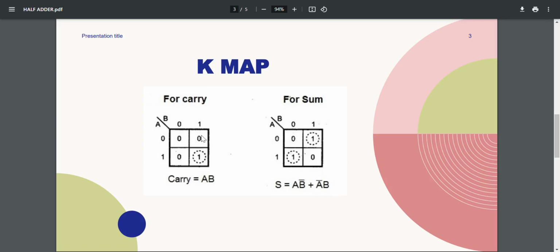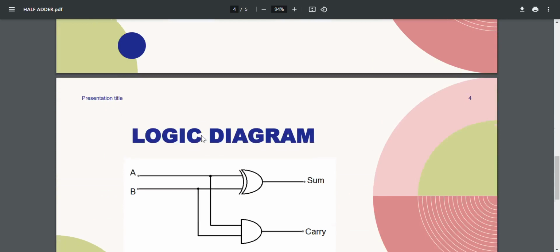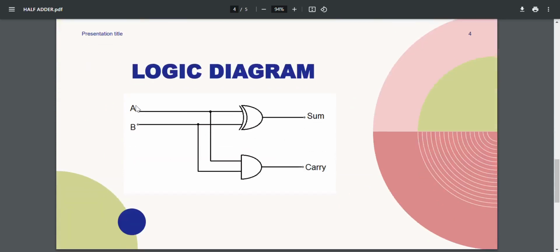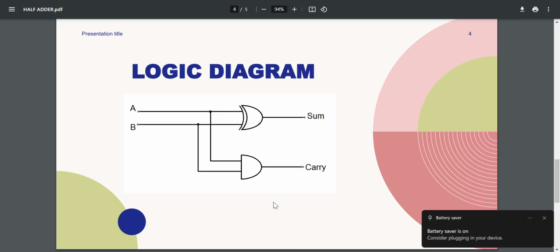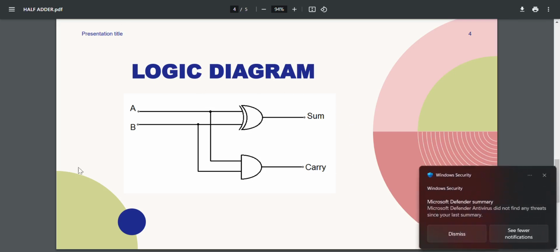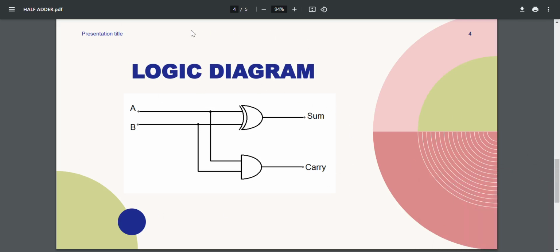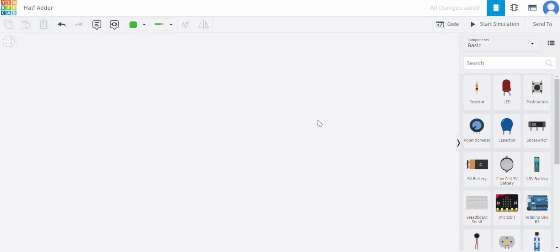So now we can take a look at the logic diagram of half adder. So here it is. We have two inputs A and B. For sum, we use the XOR gate, and for carry, we use the AND gate. And then we can implement this on our Tinkercad simulation platform. So we move towards the Tinkercad window.